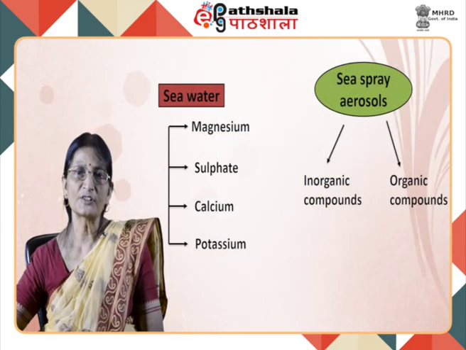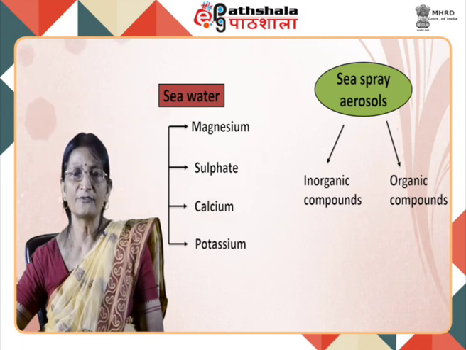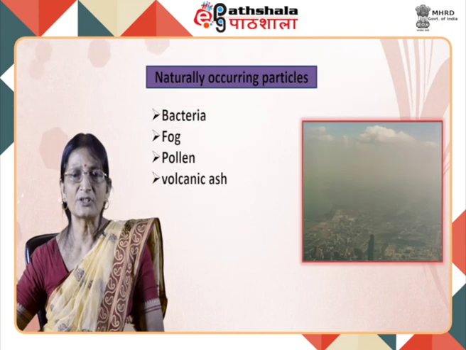Other constituents of atmospheric sea salt reflect the composition of sea water, and thus they can be found exactly like that in the ocean. They can contain magnesium sulfate, calcium, potassium, etc. Sea spray aerosols contain both inorganic as well as organic compounds which alter their chemistry. Particles which occur naturally in the atmosphere are bacteria, fog, pollen and volcanic ash.